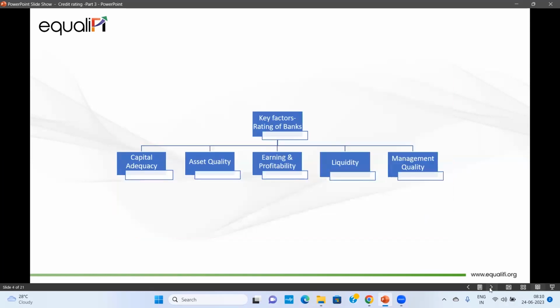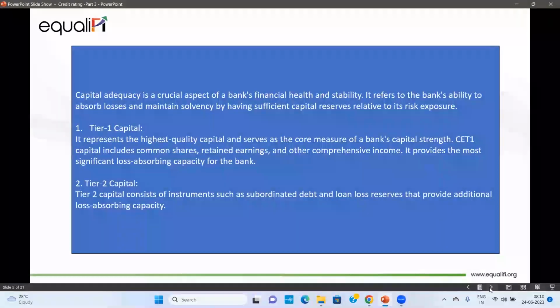So these are the key factors which are considered while rating banks. First one is capital adequacy, then asset quality, then earnings and profitability, liquidity, and management quality. So we are going to discuss each factor. Now, when we talk about capital adequacy, we talk about two types of capital. One is Tier 1 capital, another is Tier 2 capital.